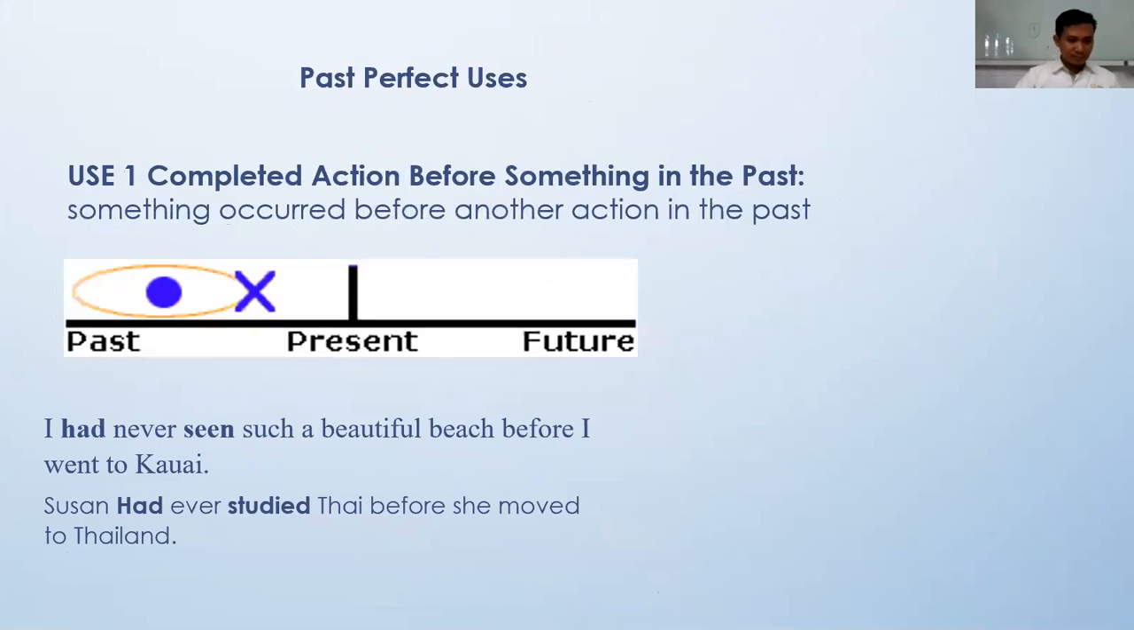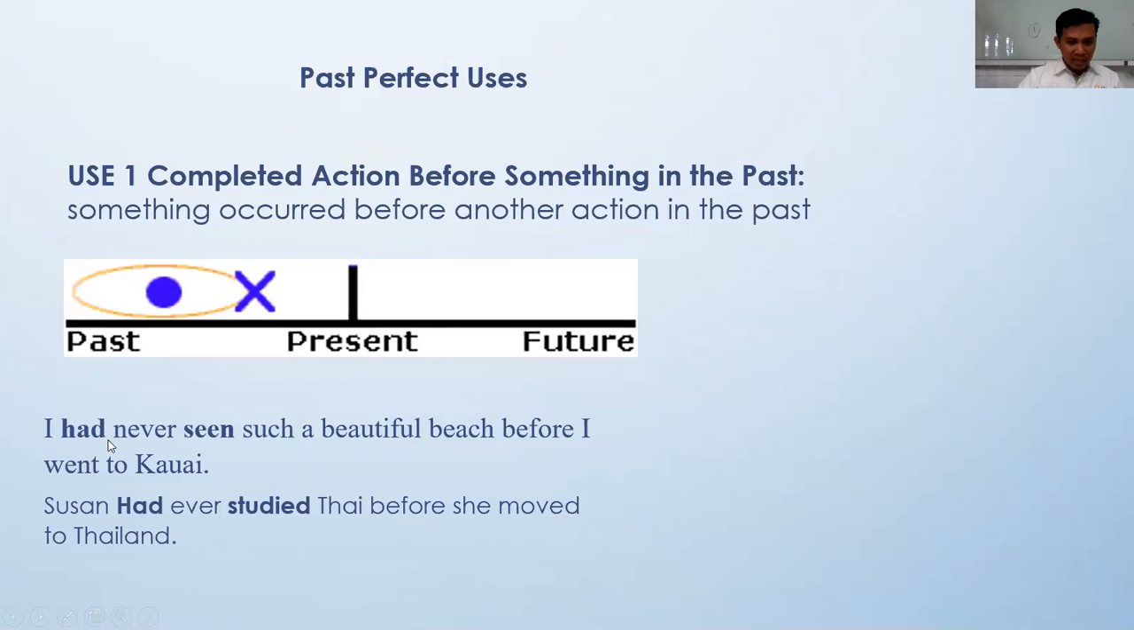Okay, this one. Before is followed by simple past tense. Yeah, before is followed by simple past tense. Before I went to Kuta. Yeah, before she moved to Thailand. Okay, it's followed by, what is that? Simple past tense.